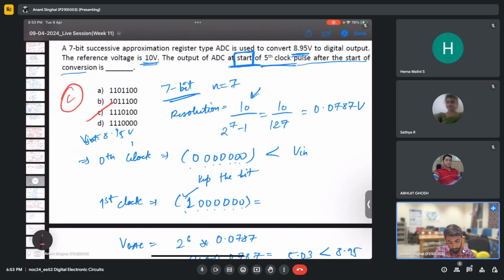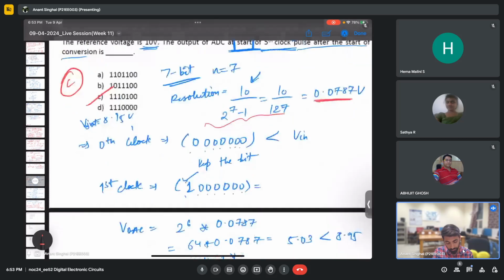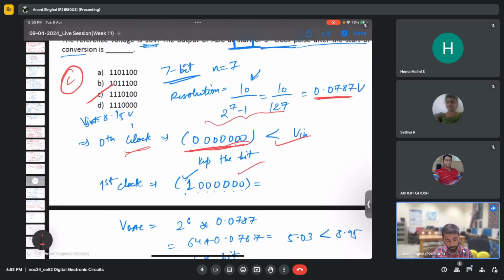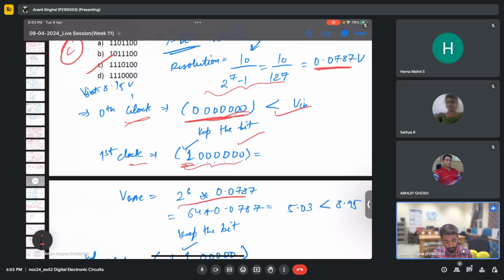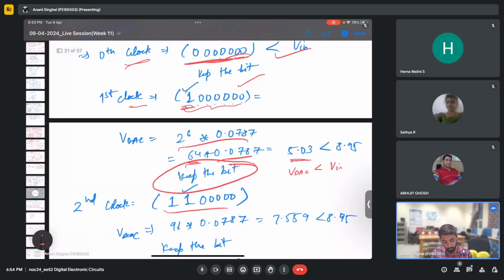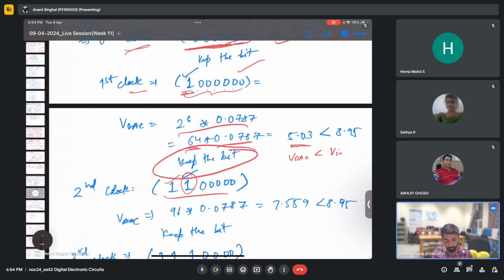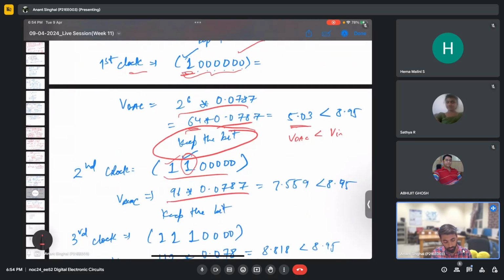So I'll repeat it quickly. The resolution we calculated was 0.0787. At the 0 clock pulse, all the zeros remain the same. Then at the first clock pulse, we calculated this VDAC, which was around 60, which is 64 times this resolution. Here VDAC was less than Vin, so we kept the bit. Then again the VDAC was less than Vin, so we again kept the bit.